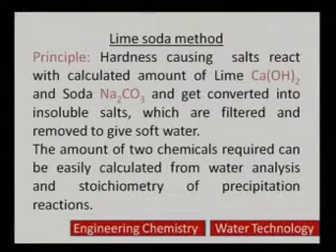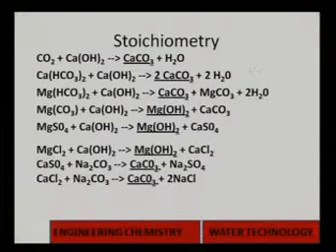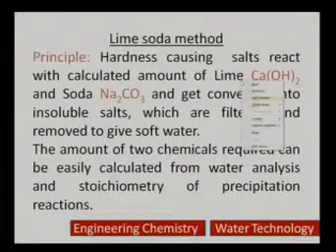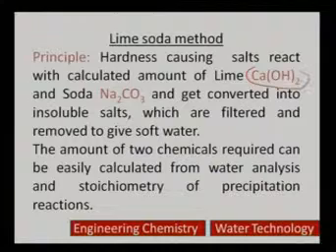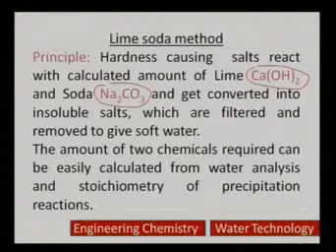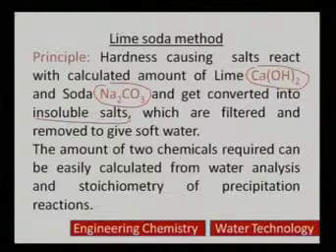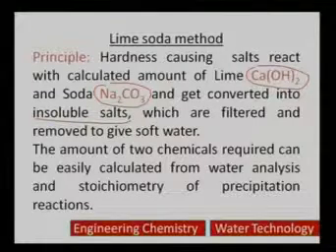We all know that hardness is caused by soluble salts of calcium, magnesium and many more heavy metals. Now, when these hardness causing salts react with a calculated amount of lime, that is Ca(OH)2, and soda, that is Na2CO3, then these are converted into insoluble salts, and these insoluble salts or precipitate are filtered and removed to give soft water. This is the principle of lime soda process.